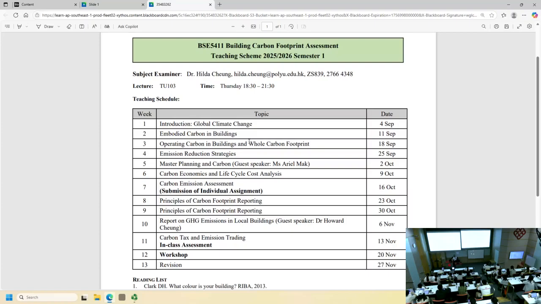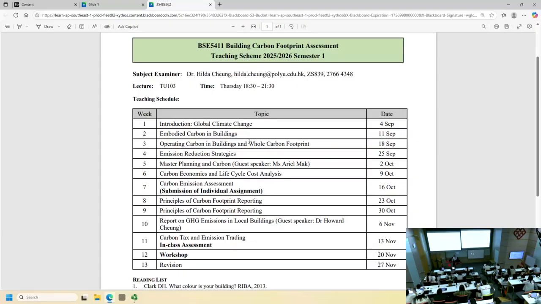In week 11, it will be the carbon tax and emissions trading, some market-based mechanisms for reducing the carbon footprint. At the same time, you will also have an in-class test. Based on last year's practice, it will include some multiple choice questions and short answer questions. Not difficult. Don't worry.